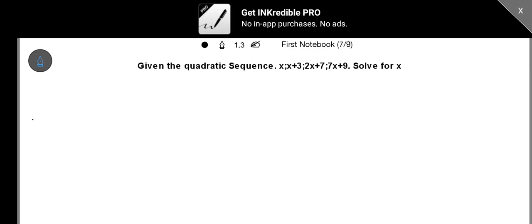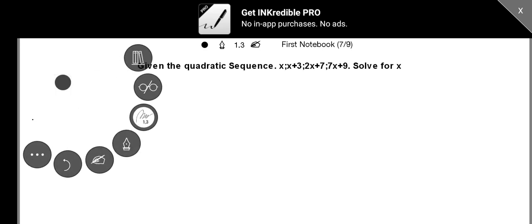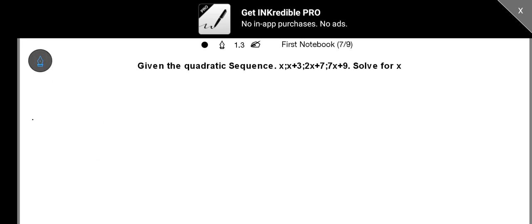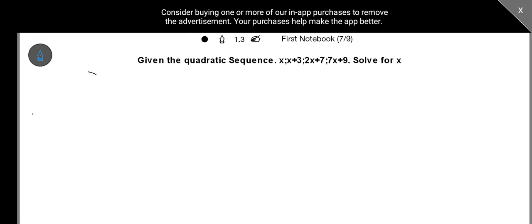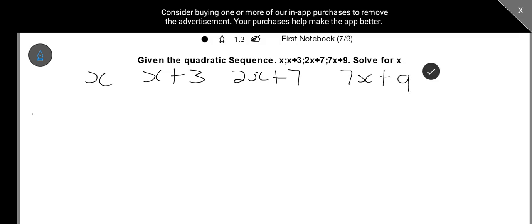Hello, in this lesson we will be solving for x given the quadratic sequence. The sequence that we have been given here goes as x plus 3, 2x plus 7, and 7x plus 9. From this sequence, we're going to come up with the first differences.